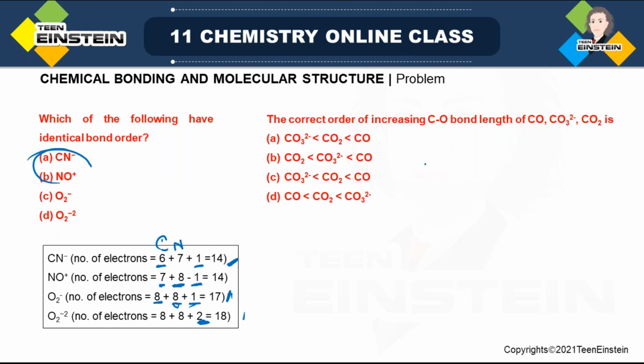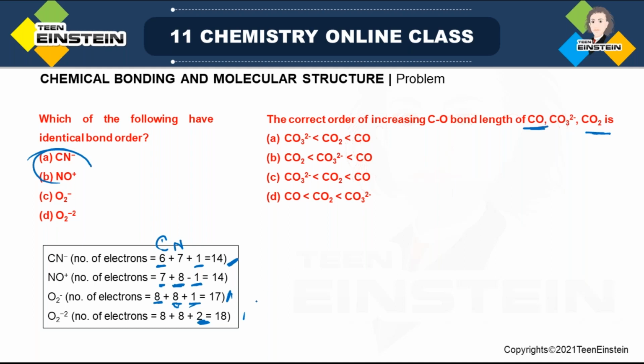Next problem: the correct order of increasing carbon-oxygen bond length in these 3 species. We have 2 neutral molecules. One is carbon monoxide, another one is carbon dioxide, 2 different oxides of carbon. We also have an anion, CO3 2-, which is basically the carbonate anion. But in all these 3 species, you will have a carbon-oxygen bond. So we have to answer increasing CO bond length.